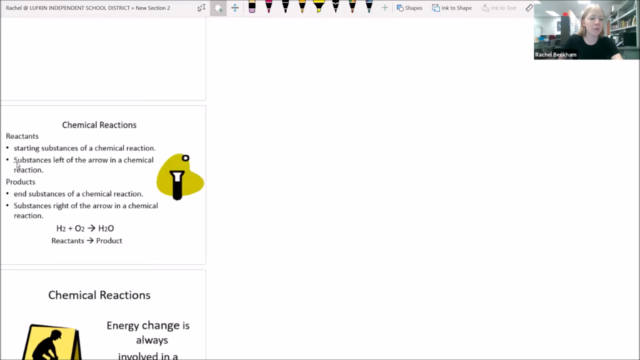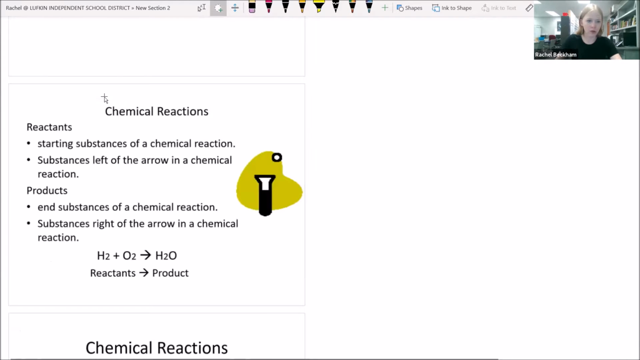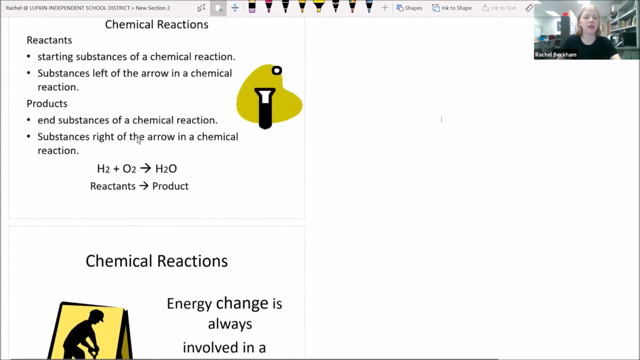So just to start off with, in a chemical reaction, there are two parts: reactants and products. The reactants are on the left side of the equation, and the products are on the right side. The arrow is what separates the reactants from the products. Reactants are what you start with, and products are what you end up with. So a good test question would be to identify the reactants and the products. H2O would be the product, H2 and O2 are the reactants, right?